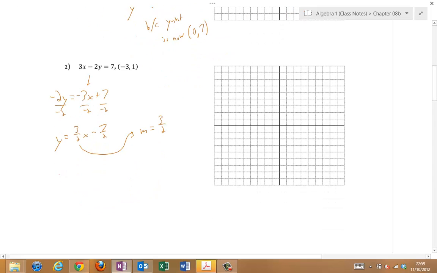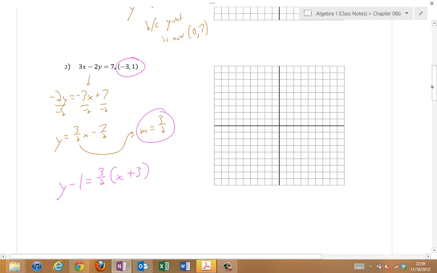point-slope form. Yes, Gino, I picked pink now. So I'm going to take this and I'm going to take this, and I'm going to merge them and say y minus 1 is equal to, the slope is 3/2, x minus a negative 3.